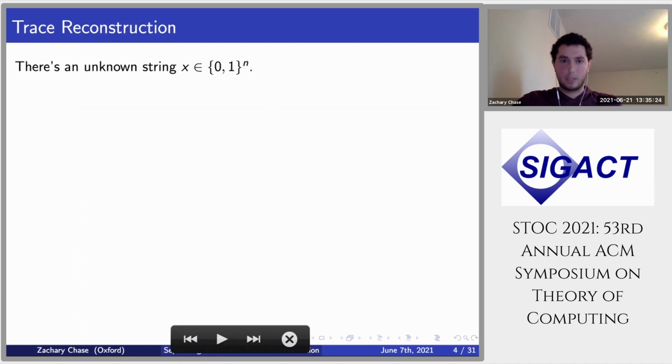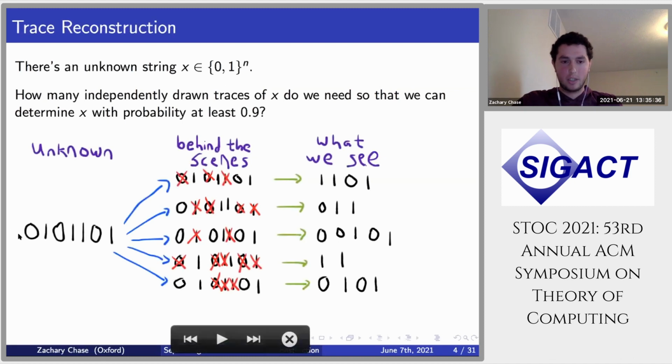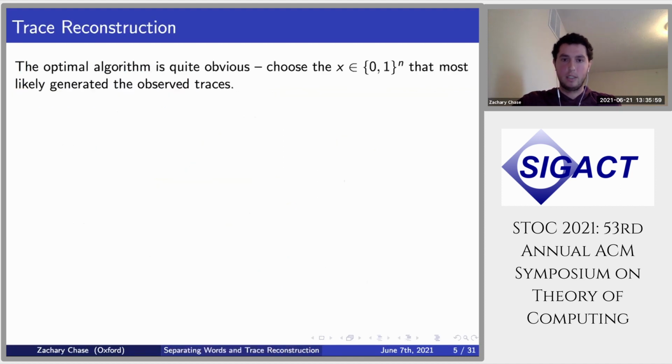Okay, so what's the trace reconstruction problem? There's an unknown string x of length n, and the question is how many independently drawn traces of x do we need so that we can determine x with probability at least 0.9? So here's an example. Here's the unknown string x, 0, 1, 0, 1, 1, 0, 1, and here are 5 independently generated traces. So this just happens behind the scenes. All we see is the resulting traces, 1, 1, 0, 1, 0, 1, 1, etc. So the point is, given these traces, we want to be able to guess the unknown string with high probability. And we want the answer for a worst case x. So the answer is a function of n.